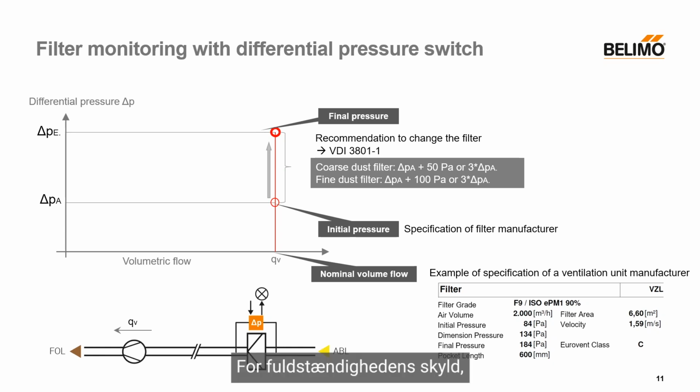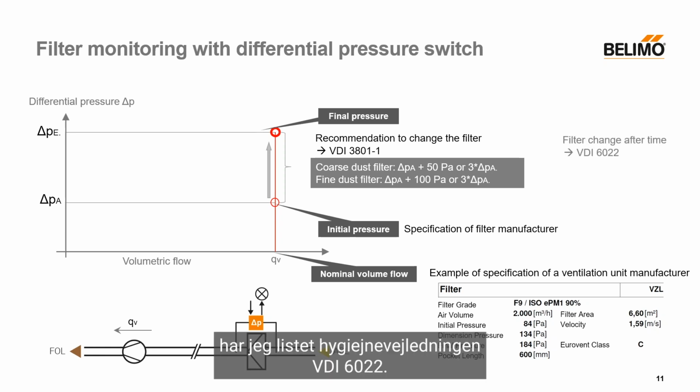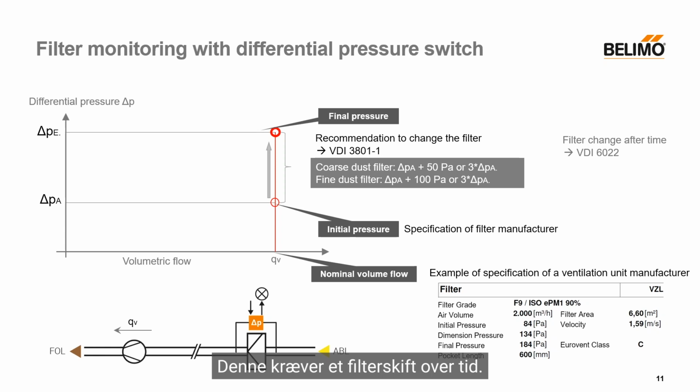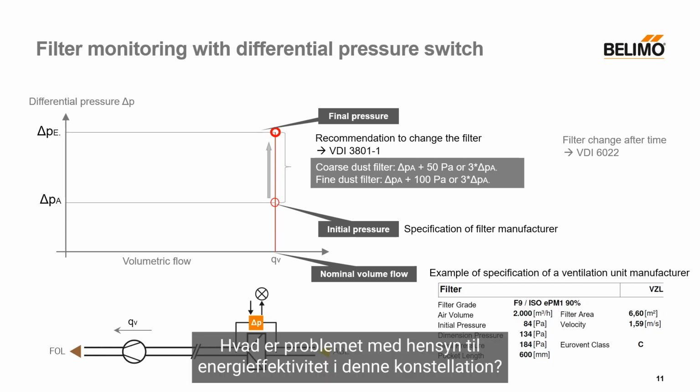For the sake of completeness, I have listed the hygiene guideline VDI 6022. This requires a filter change over time. However, I will not go into detail about this guideline here. What is the problem with regard to energy efficiency in this constellation?